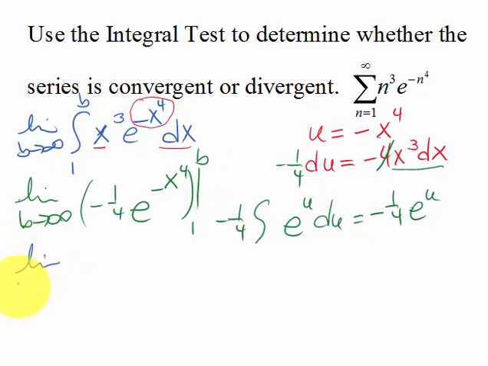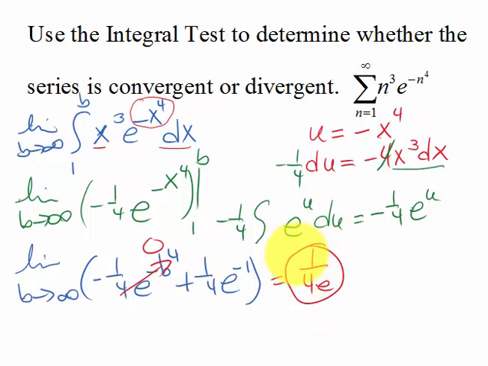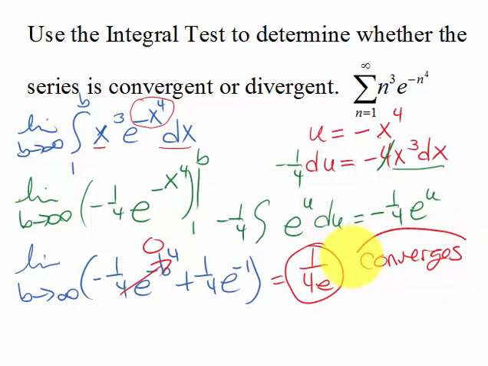So we have the limit as b goes to infinity of negative 1/4 e to the negative b to the fourth plus 1/4 e to the negative 1. Now as we let b go to infinity, this has a negative here, and so this whole thing is going to be going to 0, and so we would have 1 over 4e, which converged to a finite value, and so because the integral equaled a finite value, then the series also converges.